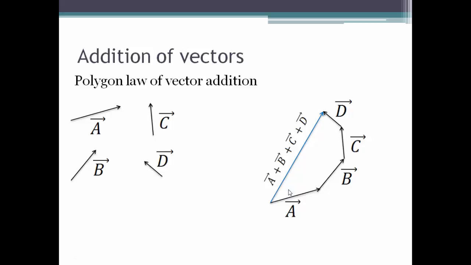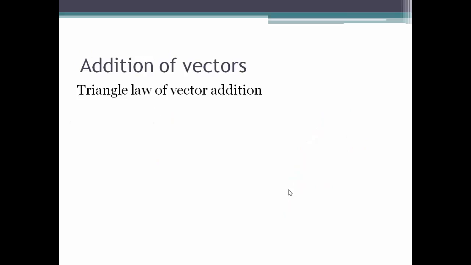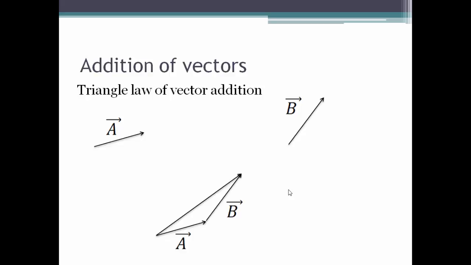Now, if you have only 2 vectors, then the polygon law of vector addition becomes triangle law of vector addition. So, for any 2 vectors A and B, they are arranged such that they form 2 sides of a triangle. Then the resultant of these 2 vectors will be the third side of the triangle. The arrangement here is such that head of one vector is attached to the tail of another vector.